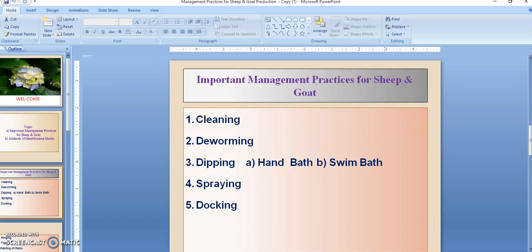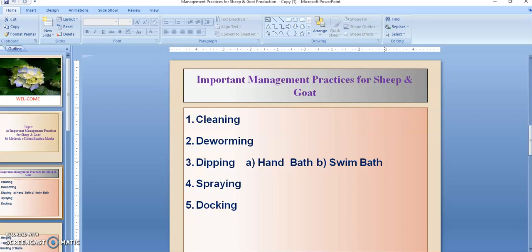And another purpose is we can get a very good clean wool from the docking. The docking is done by three methods: docking with the help of knife, docking with the help of hot iron, docking with the help of rubber band, and docking with the help of emasculator. We can do it any way.